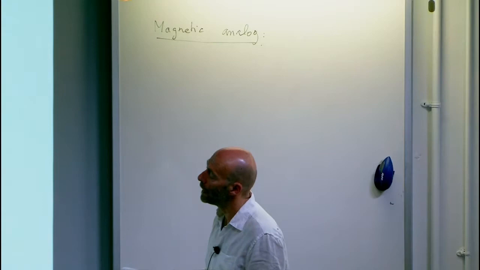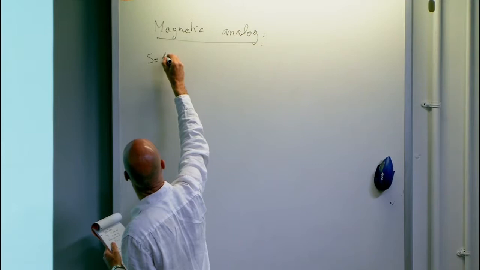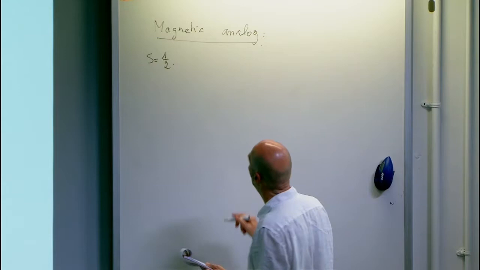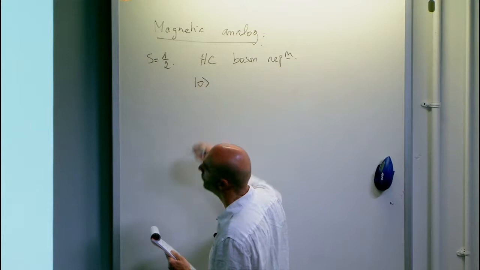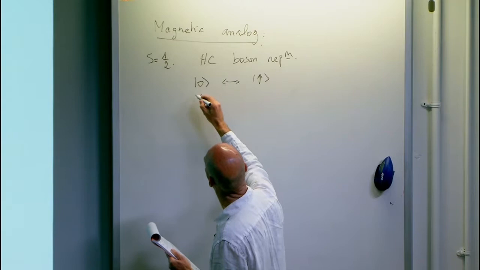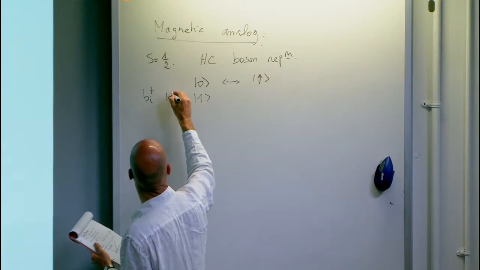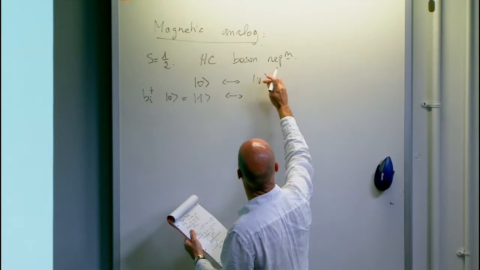So the idea is that, for example, if I consider a system of spin 1/2, for example a frustrated magnet, I can use the hardcore boson representation of my spin. So zero bosons would correspond to having spin up, and one boson, which I obtain by applying this boson creation operator on this state, would correspond to spin down.